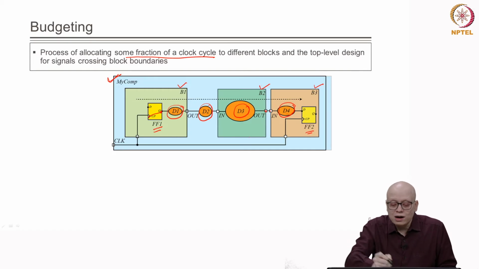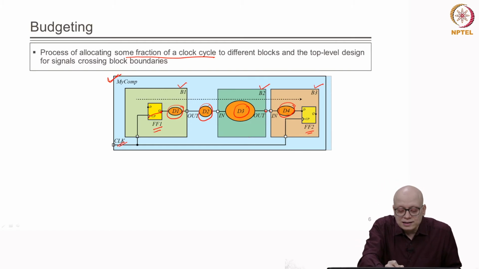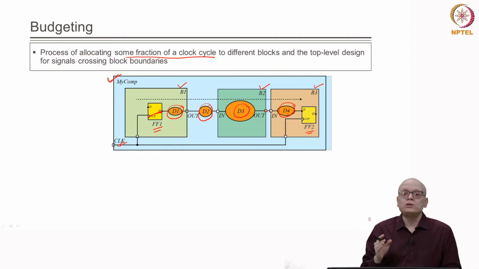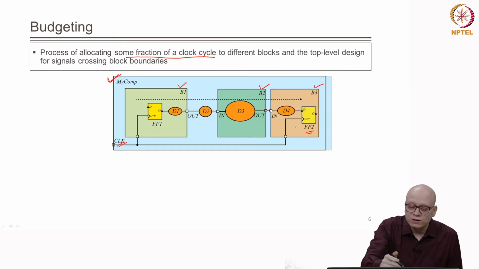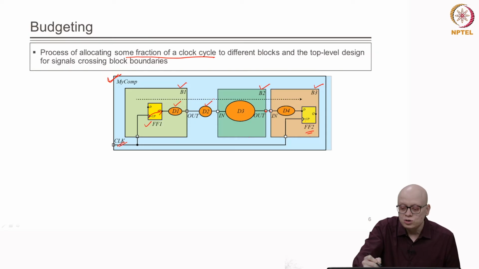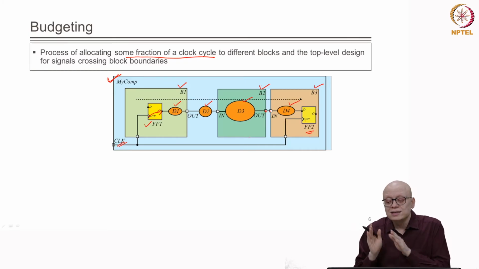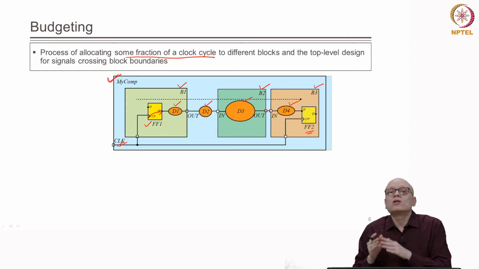Now, FF1 and FF2 are working on the same clock CLK, so this is a synchronous design. In a synchronous design, we want the signal that starts from FF1 to reach FF2 by the next clock edge. Only then will it satisfy the setup requirement. It means the delay between FF1 and FF2, that is the delay shown by D1, D2, D3 and D4, should be such that the signal reaches the capture flip flop by the next clock edge. That means the maximum delay it can have is the clock period.